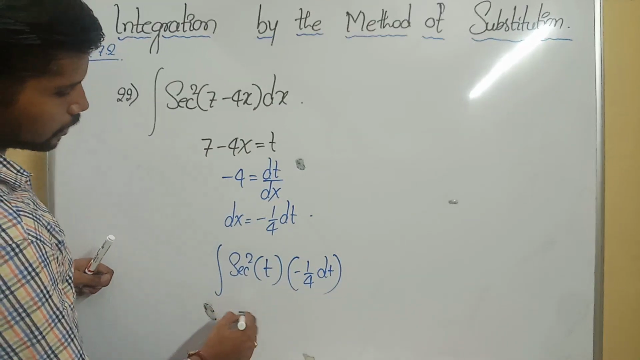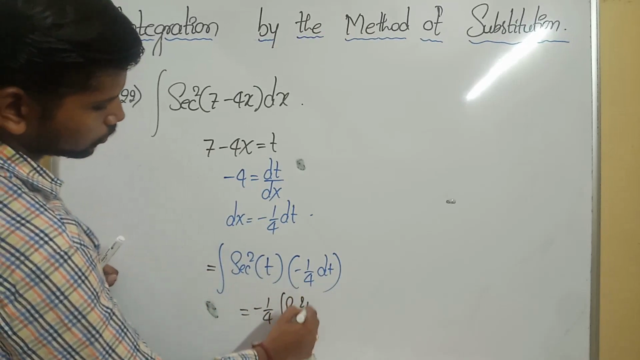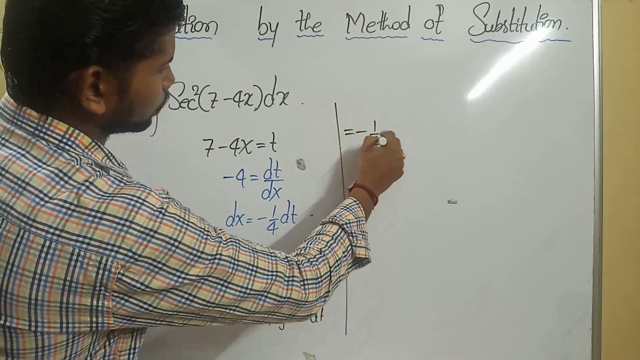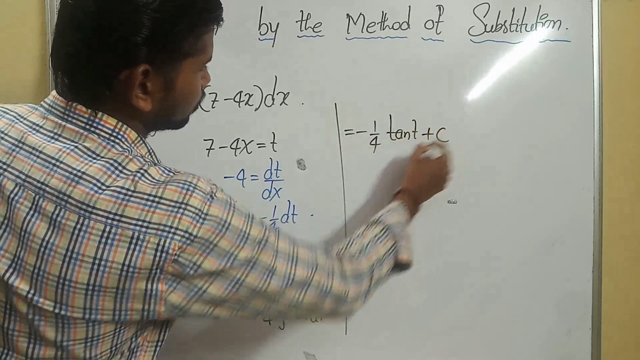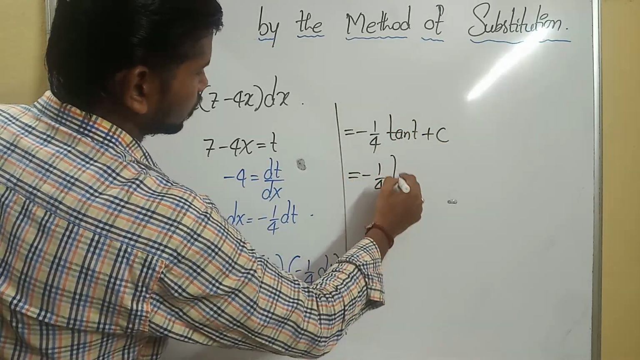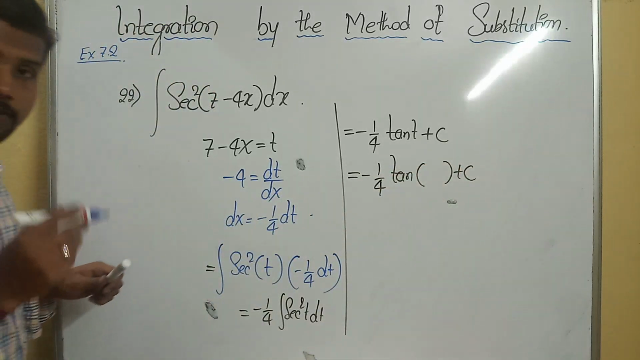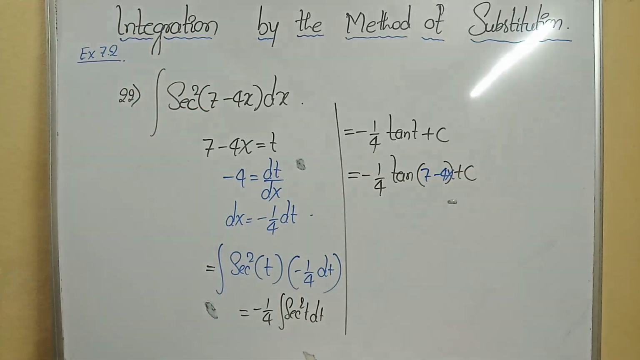Okay. Now I'd like to take minus 1 by 4 outside. Integral of secant square t dt. Now let it be minus 1 by 4 as it is. The integral of secant square will be tan of t plus c, so minus 1 divided by 4 tan of the t value I need to substitute. What's the value of t? That is 7 minus 4x. Got the point clearly?